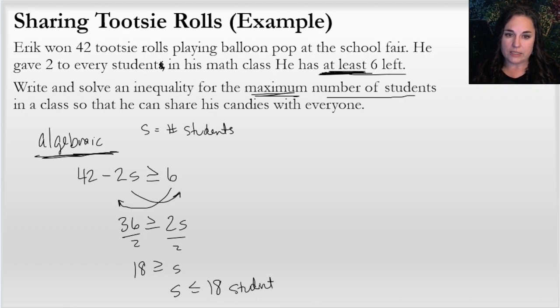So there can be 18 students in his class, and he can still have at least 6 left, maybe for himself at home or whatever, because he did win it. That was his win. I didn't do a graph for this one. There's not 2 variables, so I didn't feel comfortable putting it on Cartesian coordinates. That didn't make sense to me. I suppose if you were going to graph this, you might do it just on a number line. S is less than or equal to 18. Here's 0, here's 18. It can equal 18, and then I would just shade like that.